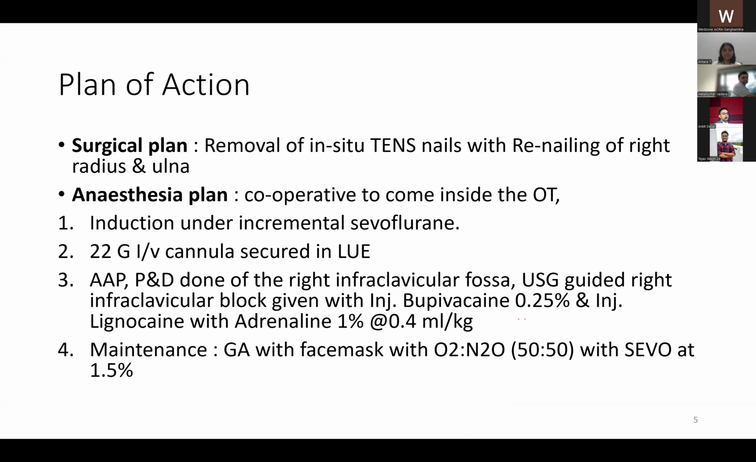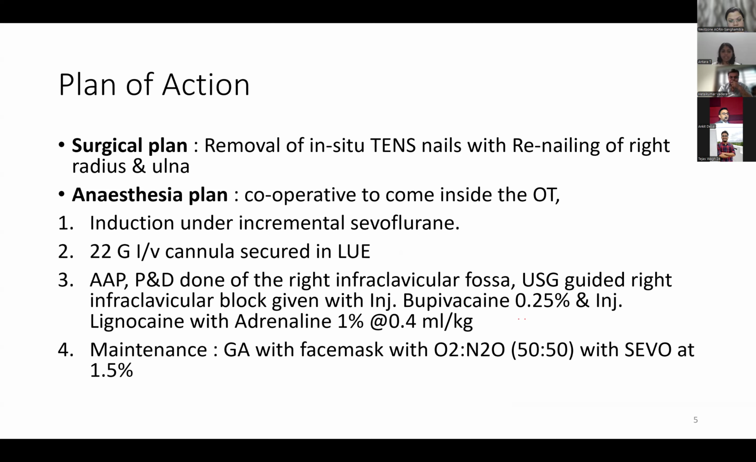right radius and ulna. For the anesthesia plan, the patient was cooperative enough to come inside the OT. Induction was done with incremental sevoflurane, and a 22 gauge IV cannula was secured in the left upper extremity. Under all aseptic precautions, painting and draping was done of the right infraclavicular fossa, and a USG guided right infraclavicular block was given with injection bupivacaine 0.25% and injection lignocaine with adrenaline 1% at 0.4 ml per kg. So in this patient, we gave around 10 ml of local anesthetic.